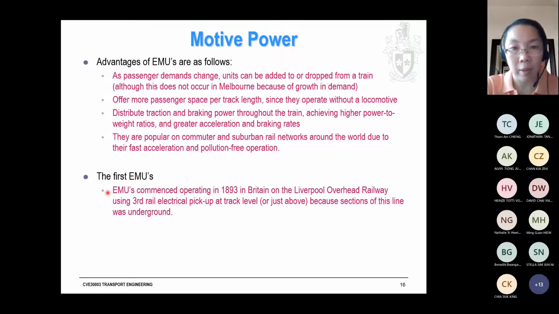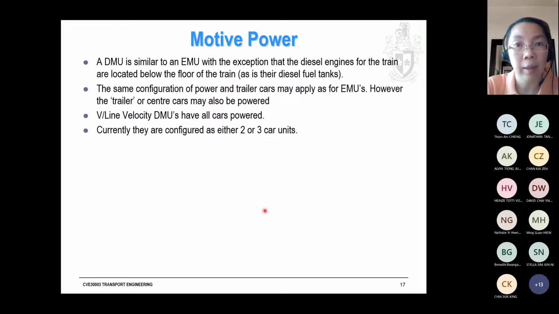All right, so yeah, this is a bit of history. The first EMU started operation in 1893. That's well over 100 years ago. Okay, and it was on the Liverpool Overhead Railway, using third rail electric pickup at the track level.